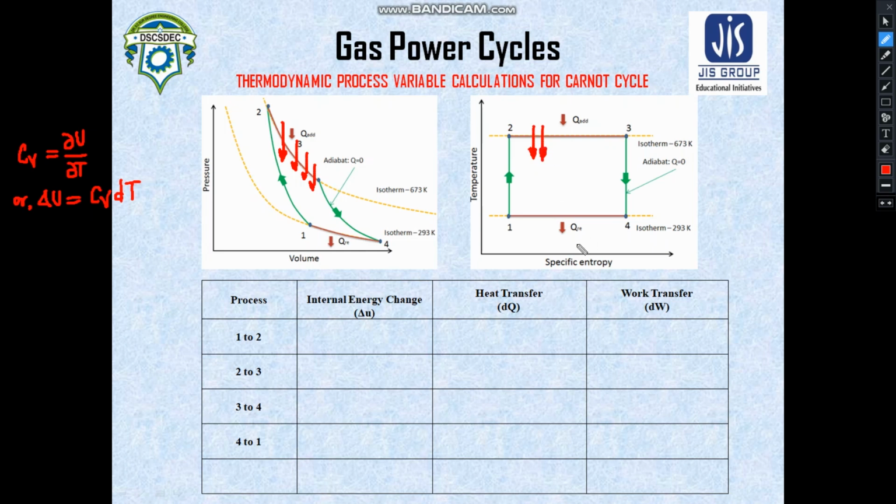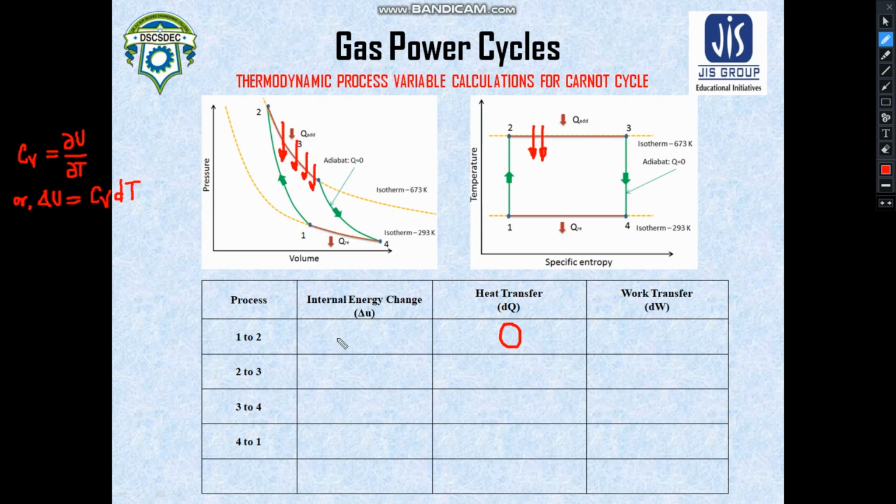So now if you consider that this is the process 1 to 2 where the reversible adiabatic compression takes place. Now for this process, can you tell what is the heat transfer? You must remember that for any adiabatic process, the heat transfer is 0. So you can simply write 0 over here. Okay, so for this process, the heat transfer is 0 because it is an adiabatic process, and in an adiabatic process there is no heat transfer involved.